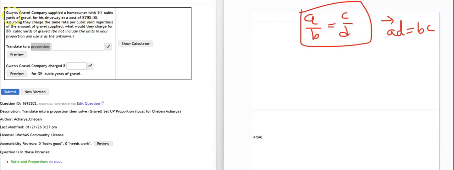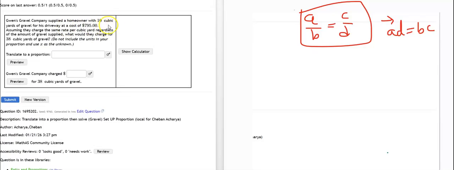So Goen Travel Company supplied a homeowner with 10 cubic yards of gravel for his driveway at a cost of $795. So there are two units. One is cubic yard, that's the volume, and the other one is cost in dollars. So when you write the proportion, the first ratio is between cubic yard, 10, over 795. Okay, so that's the first ratio. Notice that 10 is the volume in cubic yards, 795 is the dollars. Then equals to, let's continue reading the next sentence.